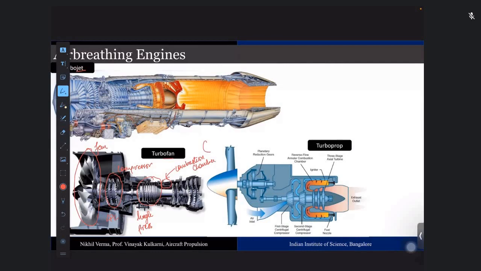Where the combustion occurs at a constant pressure. And this series is high pressure turbine, pressure compressor, pressure turbine, and this is low pressure turbine.